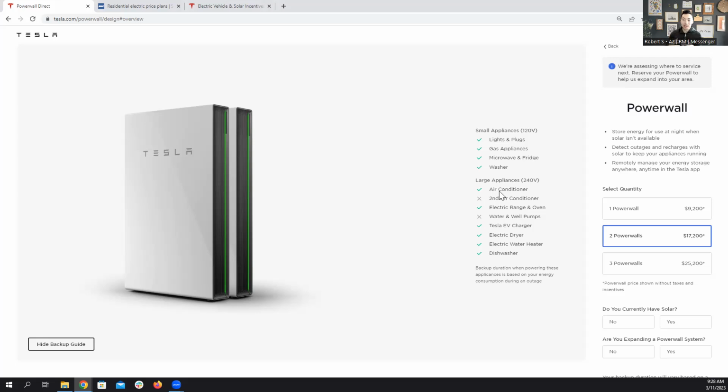And with SRP, there are insanely high demand rates and charges that you'll experience if you are using this during the hours of 2 p.m. to 8 during the summer, which is very, very hot during the day. So I'll go more into that in a moment.